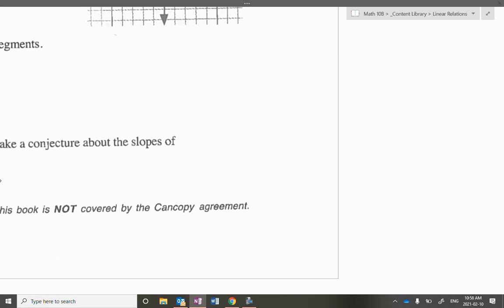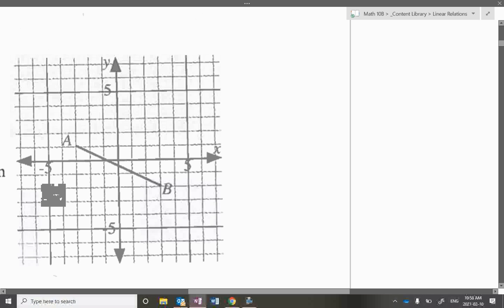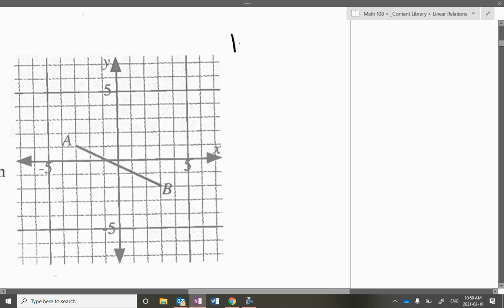Okay, the second one. What does it mean for 2 lines to be perpendicular? Good, they T. Say it, say it. Good.